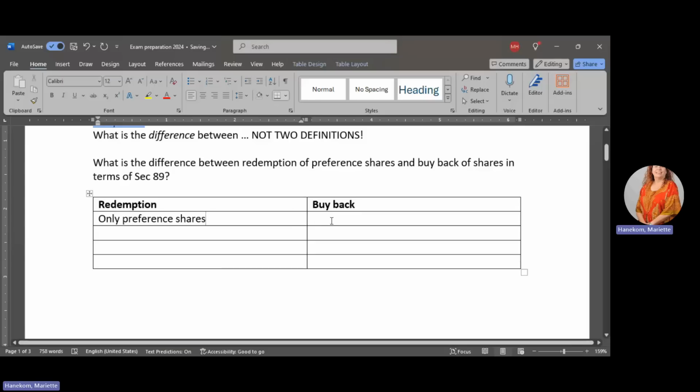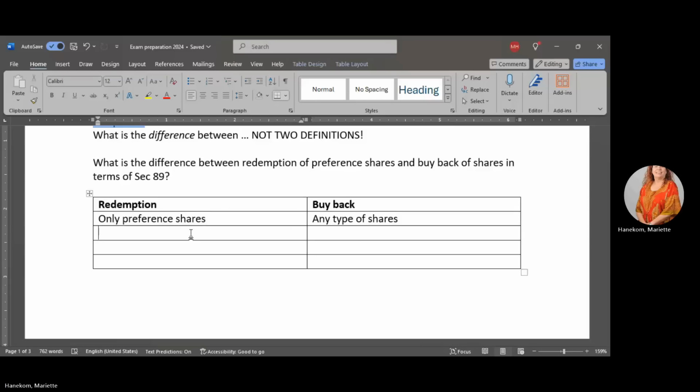Only preference shares can be redeemed. Buyback of shares, any type of shares can be bought back. Another difference between redemption of preference shares and buying back of shares is, when can the company do this?